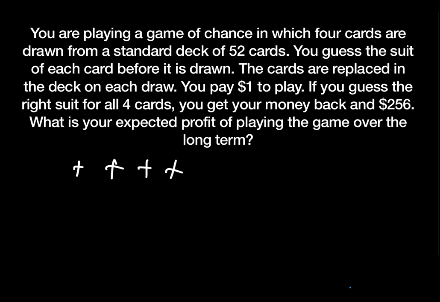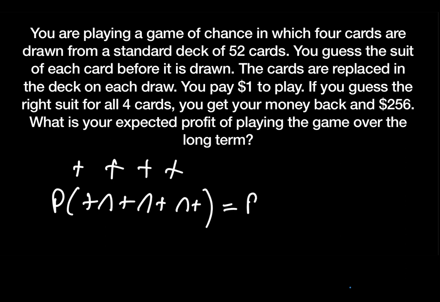So in terms of probability, I want the probability of right and right and right and right. Are these events independent? Does knowing the outcome of the first one have any effect on the probability of getting the right outcome on the second one? No, it does not, because we put the card back and reshuffle it. Since we're sampling with replacement, they're independent. With independent events, I want the probability of being correct times the probability of being correct, four times.